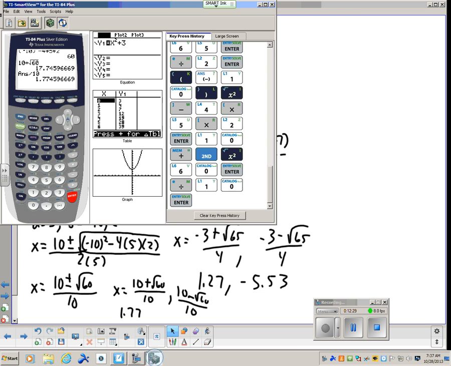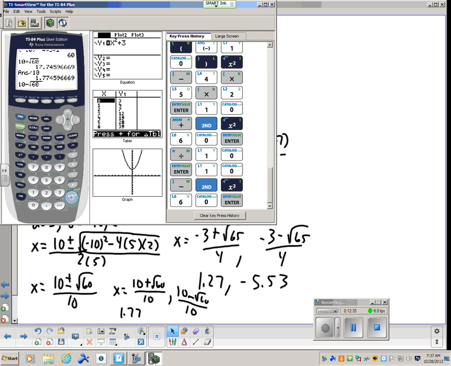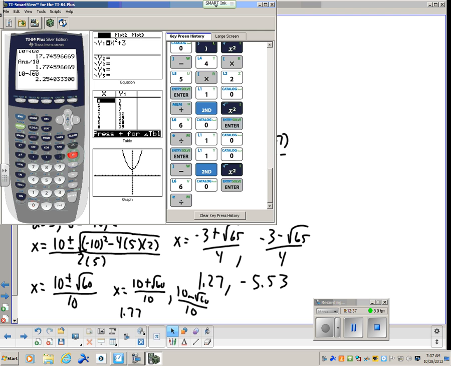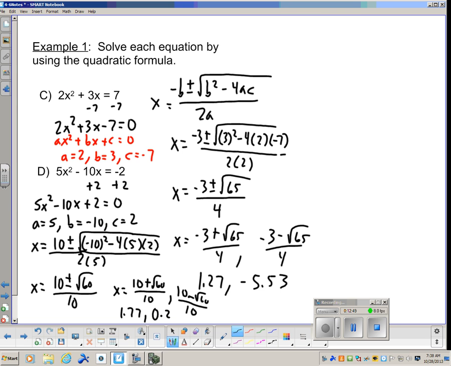Let's find the other one. 10 minus the square root of 60 divided by 10. And I get 0.23. Notice I have to round that 2 up to a 3 because the number to the right of it is a 5 or larger, so I gotta round that up. So 0.23. So there's my two solutions.